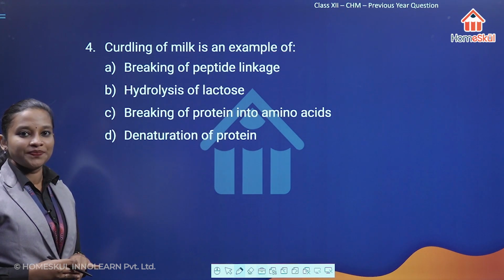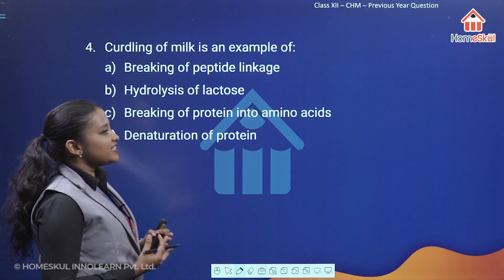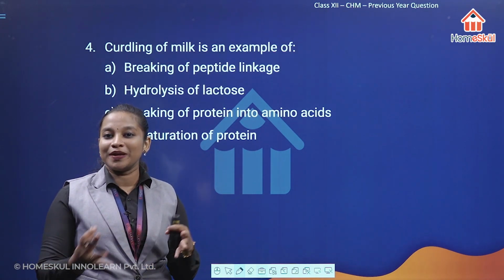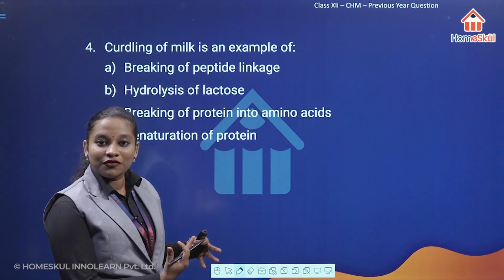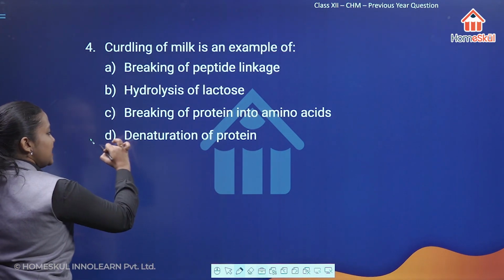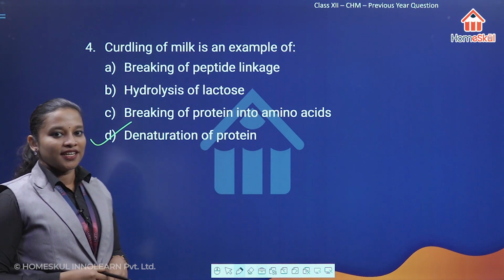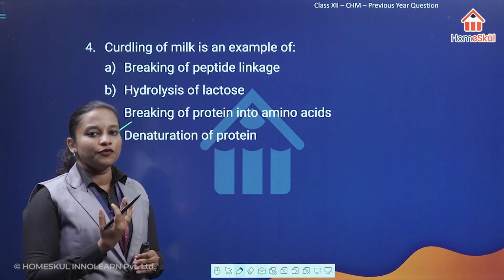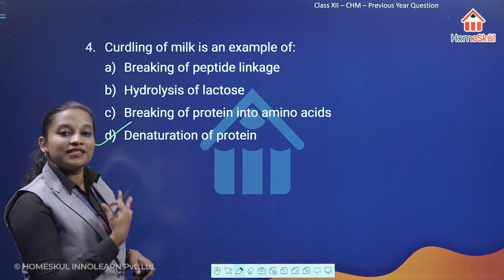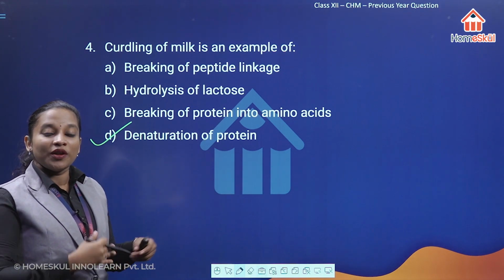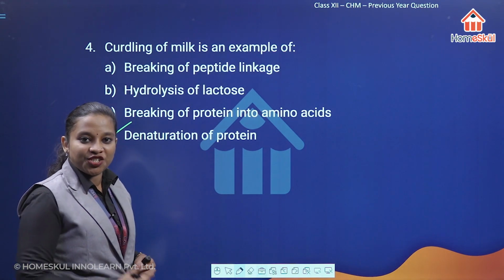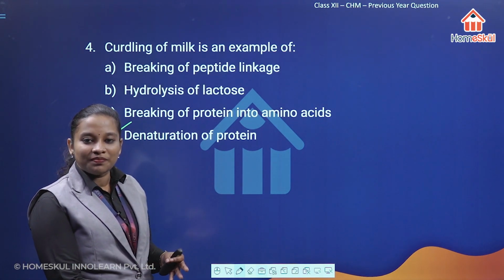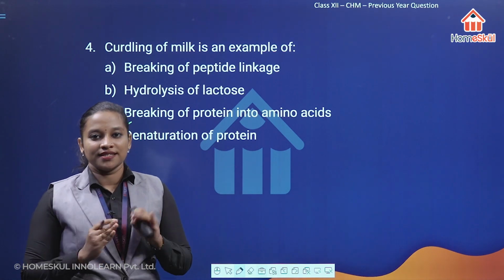Yes, the fourth question. Curdling of milk is an example of... Okay, this is a question from biomolecules. We already studied curdling of milk. Which is the correct answer? Yes, that is the denaturation of protein. We already discussed what denaturation of protein is, what the structure of protein is, and what happens. When a protein is denatured, its physical and biological properties change, but its chemical composition remains the same.